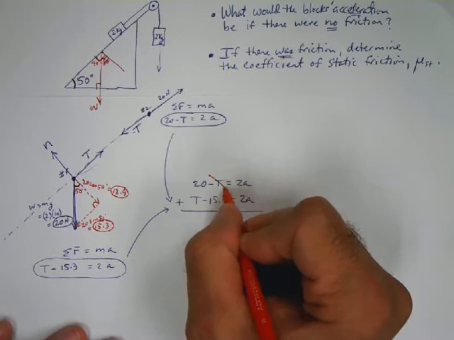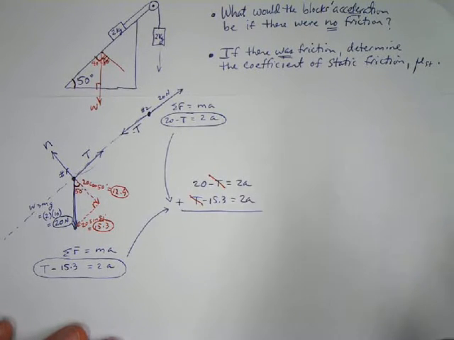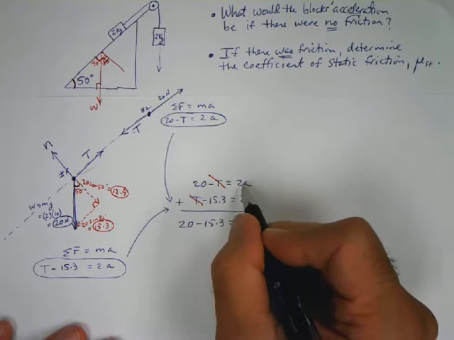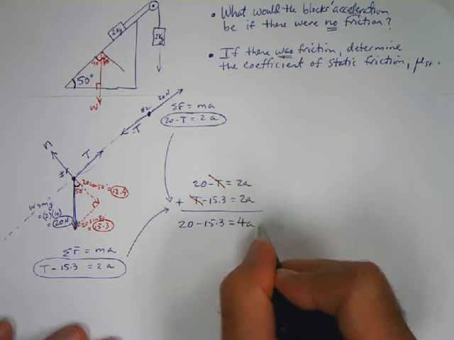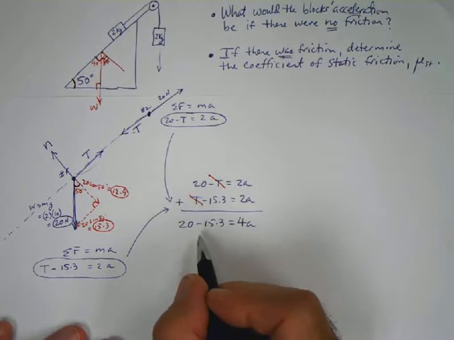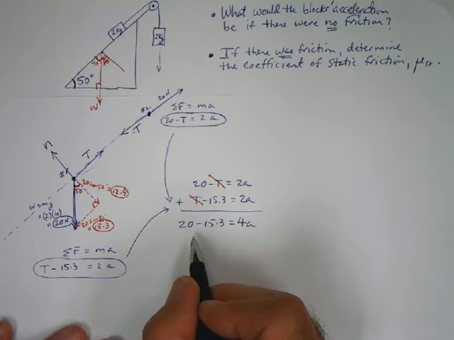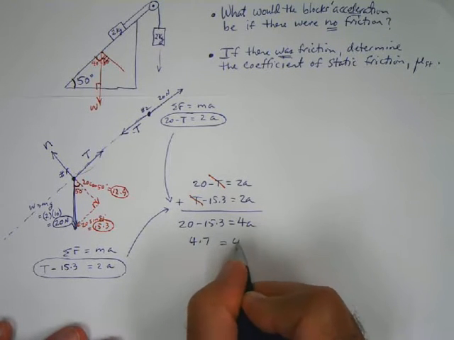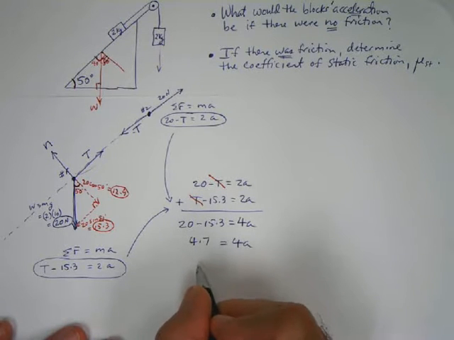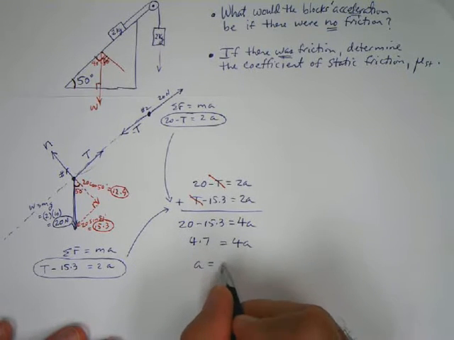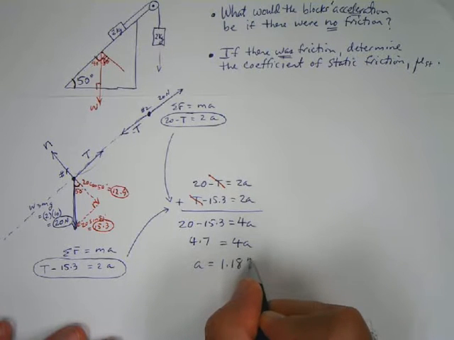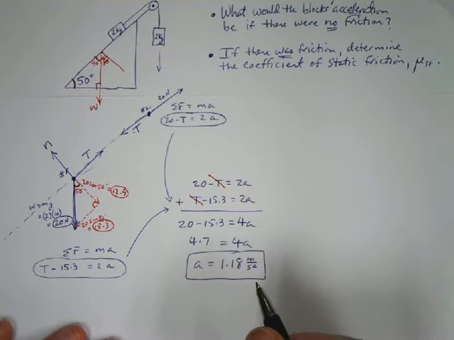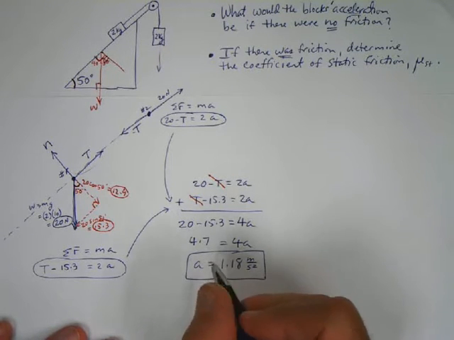Now when we do that, we see that this is a 20 minus T, and this is a positive T minus 15.3, so the T's actually subtract out, and we end up with 20 minus 15.3 equals 2A plus 2A, or 4A. Now if we take that, what does that equal? That's 4.7 equals 4A, and so if we divide both sides by 4, we get A is equal to about 1.18 meters per second squared.